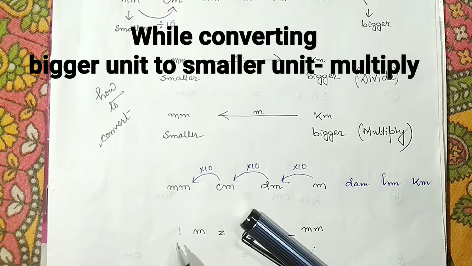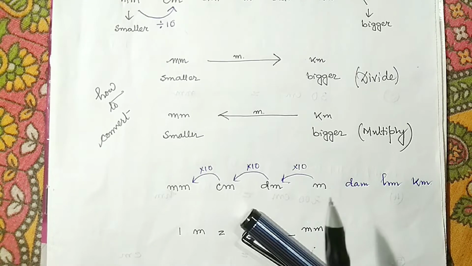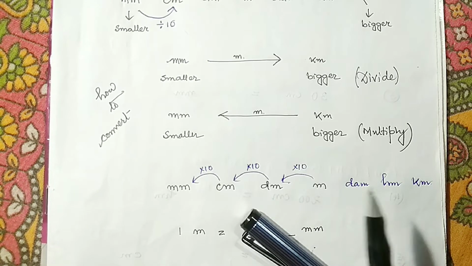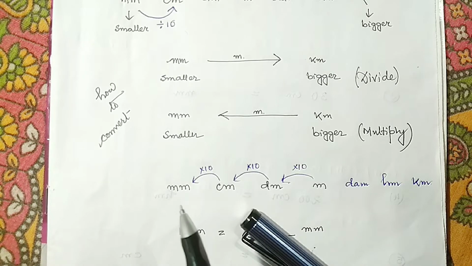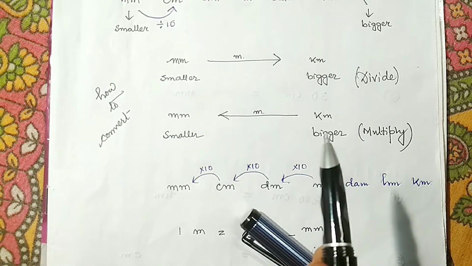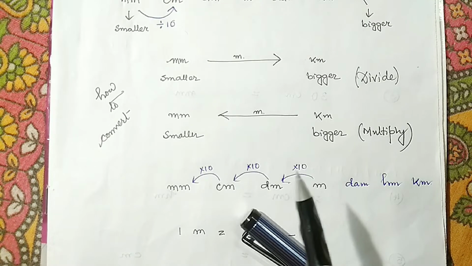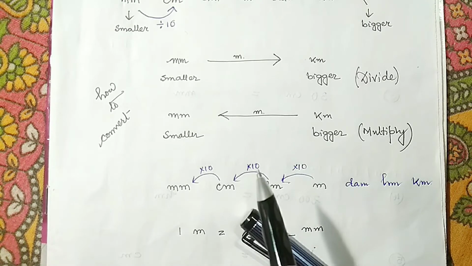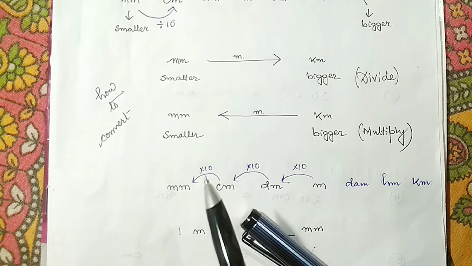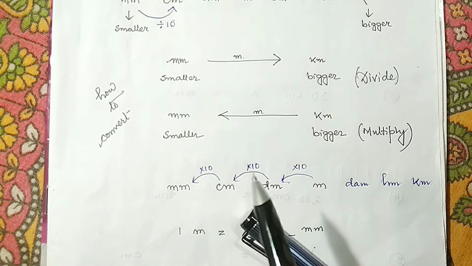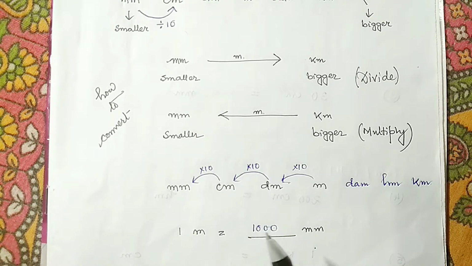Suppose we want to convert 1 meter to millimeter. 1 meter is given and we have to write this is equal to how much millimeter. This is meter, this is millimeter. We are going from bigger to smaller, and I told you, whenever we go from bigger to smaller, we have to multiply. Meter to decimeter, multiply by 10. Decimeter to centimeter, multiply by 10. Centimeter to millimeter, again multiply by 10. So 10 into 10, 100; 100 into 10, 1000. That means 1 meter equals 1000 millimeter. Clear? Since we are moving from a bigger to a smaller unit, we multiply.